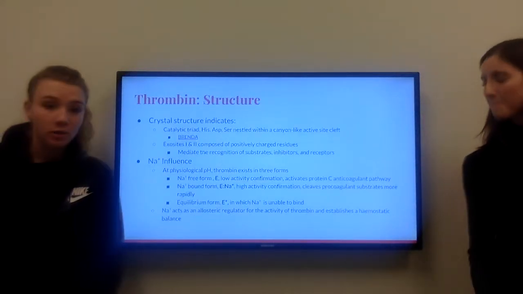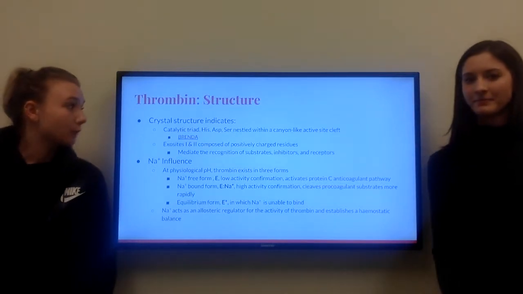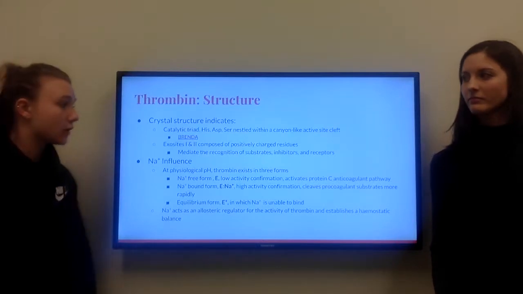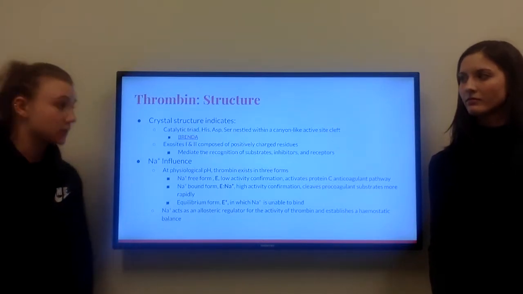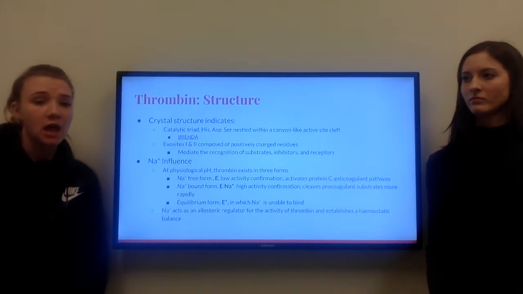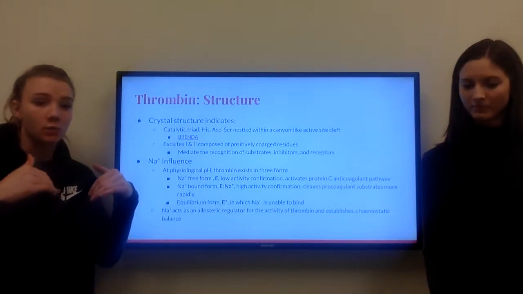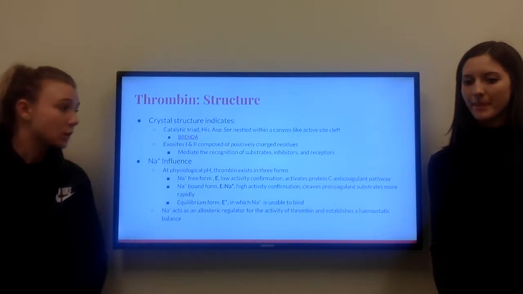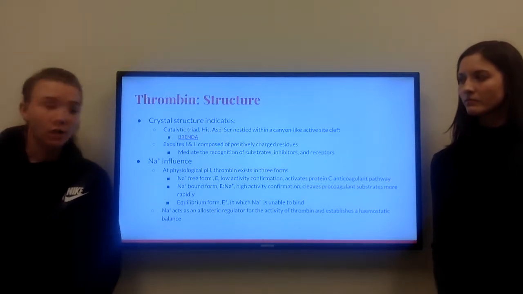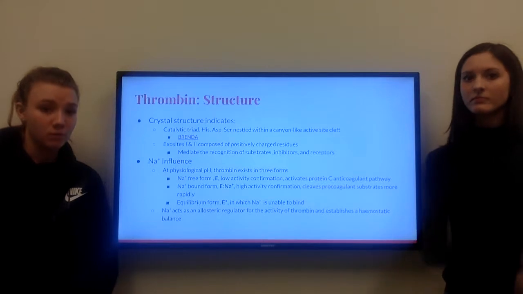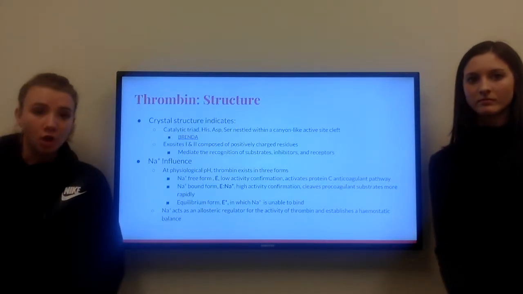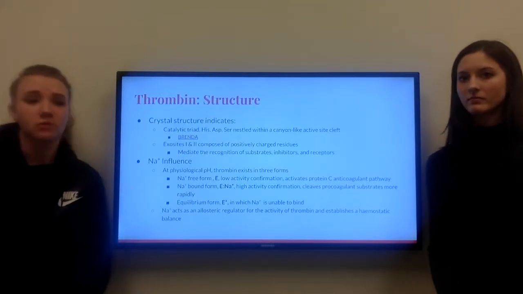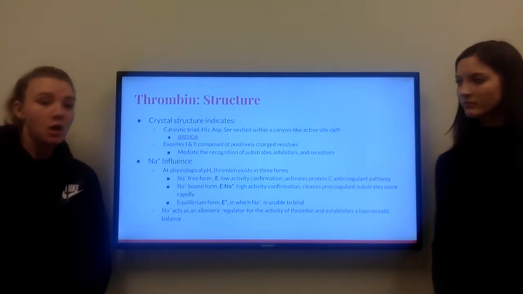So I'm going to talk a little bit about thrombin's structure. Basically, when they crystallized the protein, they found two major things. They found the catalytic triad, histidine, serine, and aspartic acid, and that was nestled in this little pocket that was the active site. And they found exosites, specifically 1 and 2, which are regions composed of positively charged amino acid residues, and their job is to essentially mediate the recognition of substrates, inhibitors, receptors, foreign objects, what have you.